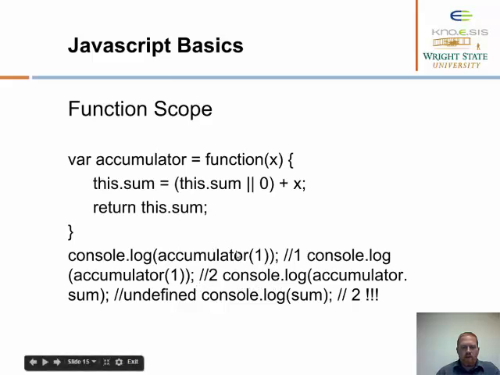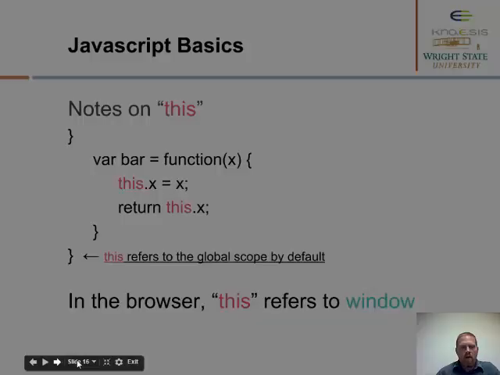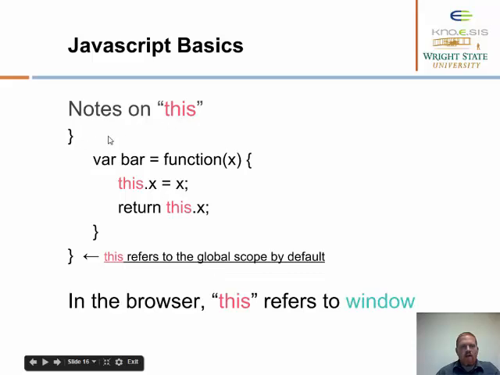Now we want to check out what accumulator.sum is. You would think it would be 2, but it's not. It's undefined. However, sum turns out to be 2. That is because this refers to the global scope by default. So in the browser, this would refer to the window object, actually.